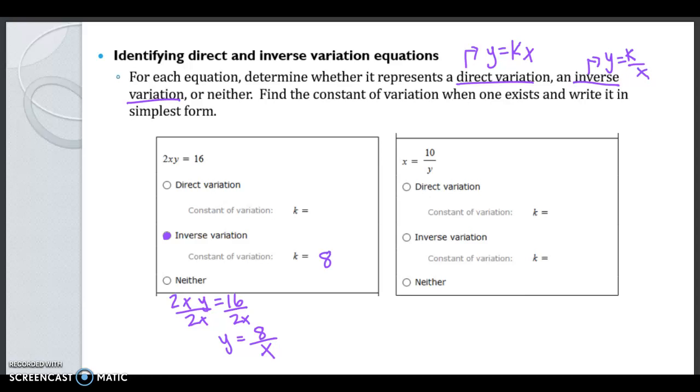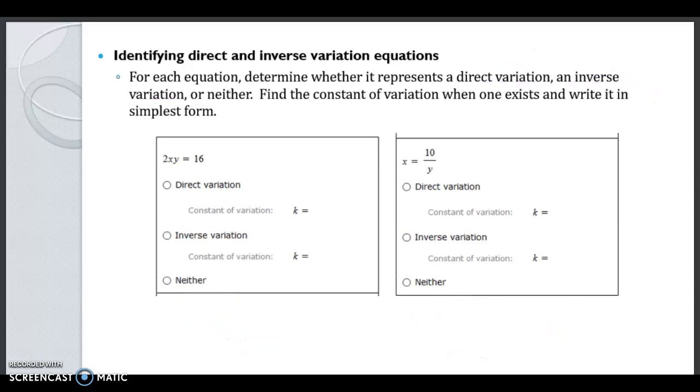For the next one, it's a little bit tricky. It tricks us because we don't have a y equals. So we need to make sure we solve for y. Let's multiply both sides by y. So we get yx equals 10, and then divide by x. So we get y equals 10 over x. So this is again an inverse variation equation with k equal to 10. Okay, let's do a few more, because we got inverse variation for both of those.